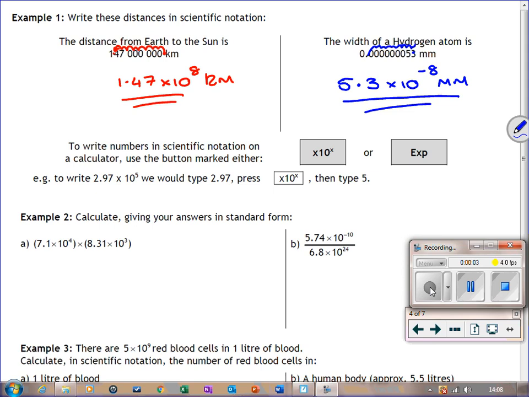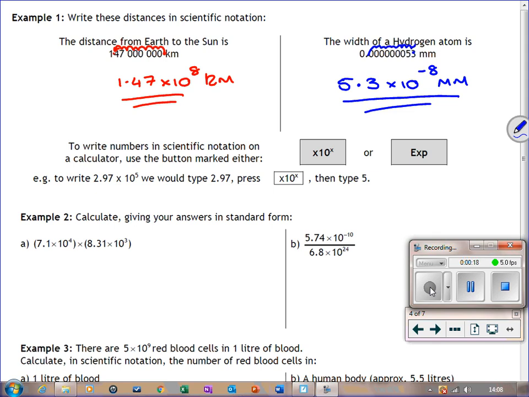Hello there. Right, today we're going to do a little bit of calculations involving scientific notation. Again, you're going to need your calculator for this.